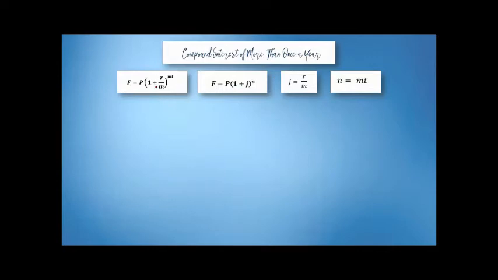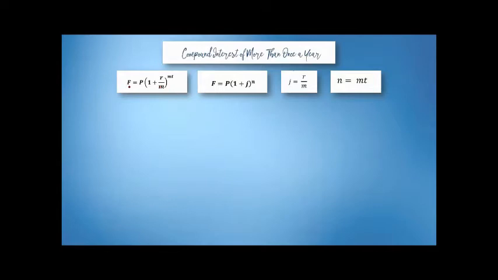If we're going to compute for the future value, ito na yung formula natin. We have F is equal to P times the quantity of 1 plus R over M raised to MT. This is derived from the original formula natin na 1 plus r raised to t. Nadagdagan lang tayo ng m kasi yun yung compounding periods kung ilang beses i-apply yung rate.